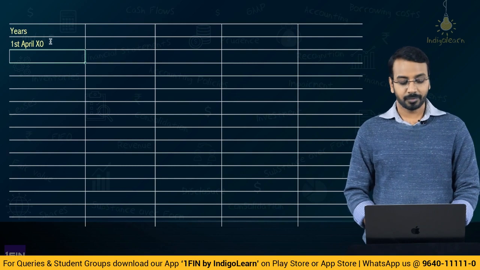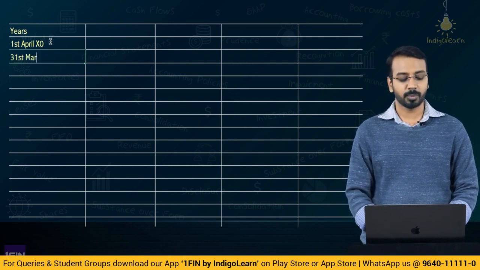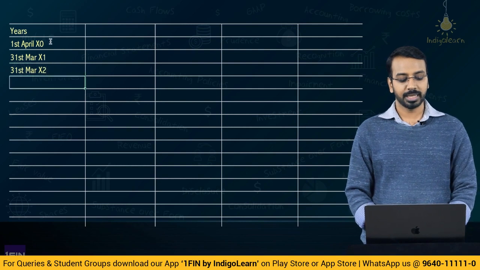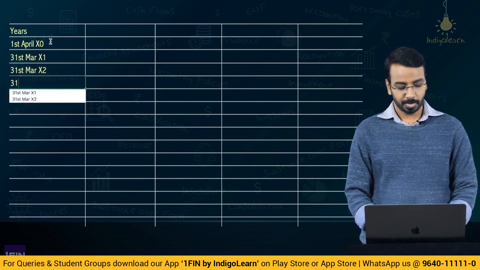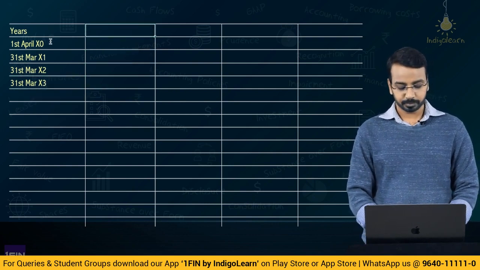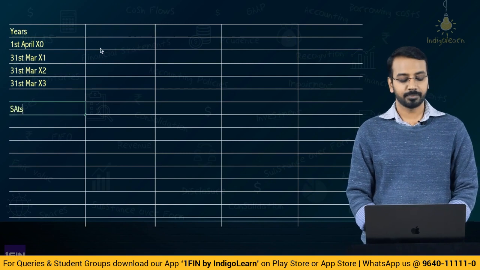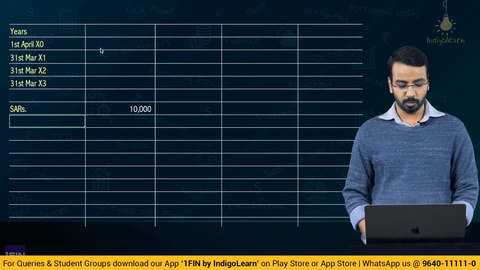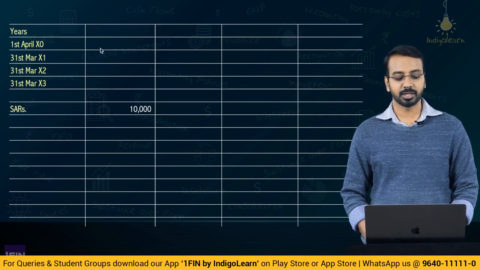Then the first restatement will happen on 31st of March of year 1, then 31st of March of year 2, then 31st of March of year 3. These 3 dates the restatements would happen. Now, how many SARs have been granted? If you see, the number of share appreciation rights that have been granted is 10,000. This is the total share appreciation rights.